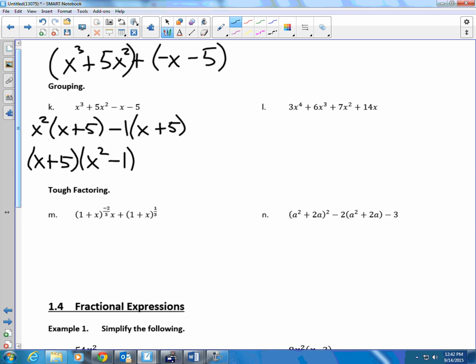Am I done? No, now you have the difference of 2 squares. Favorite. Woohoo. Done.